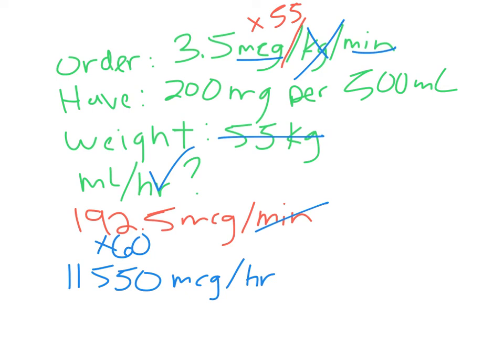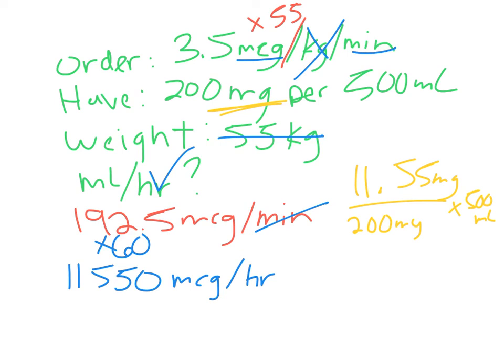So that's going to be using our dosage formula. So I'm going to plug that in over on the side. I always like to use milligrams since that's how our medication is going to come. So converting that 11,550 micrograms into milligrams, that would be 11.55 milligrams. And then my H up there at the top is 200 milligrams per every 500 milliliters.